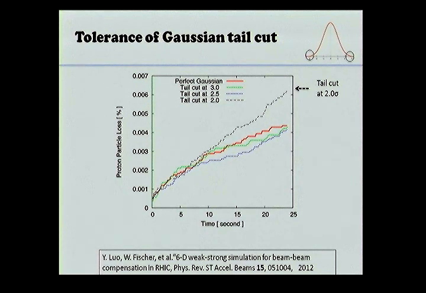Here I track the proton particles in 2 million turns, which corresponds to 24 seconds. The vertical axis shows the proton particle losses. The unit is percent. So you can say the particle loss in the 24 seconds is very small.